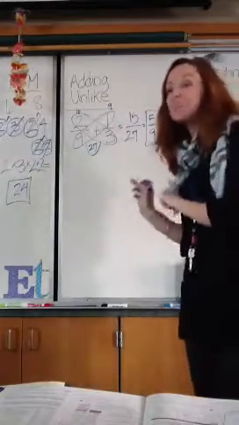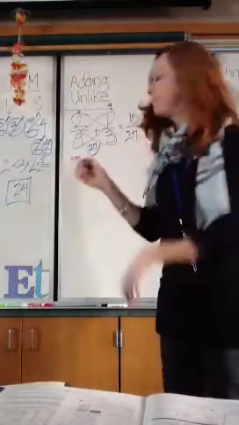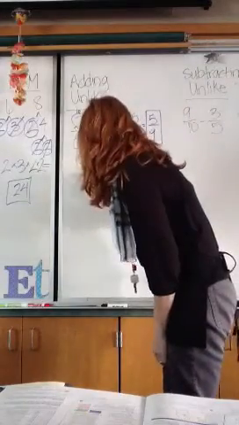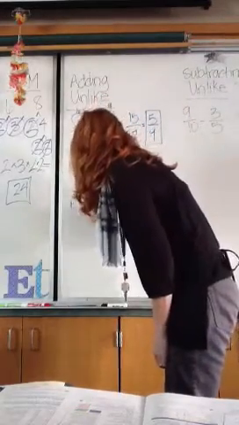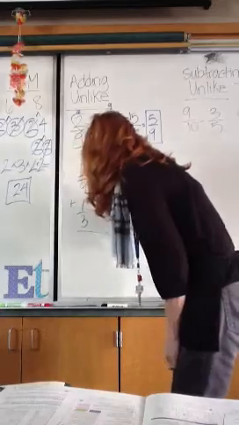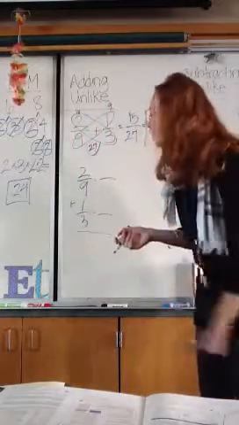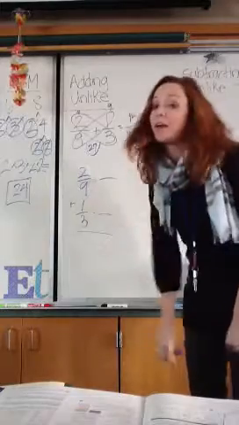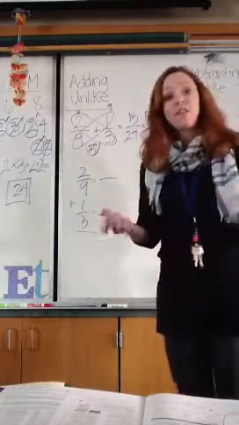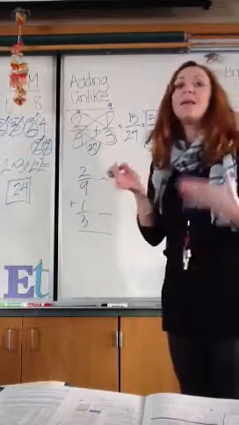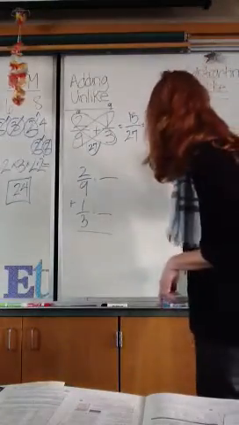I'm going to do the same problem the regular way. So let me rewrite the problem. 2/9 plus 1/3. Now, I have to find a common denominator. The two things I could do are multiply my denominators, or I could find the least common multiple of 3 and 9. I think that's what I'm going to do.